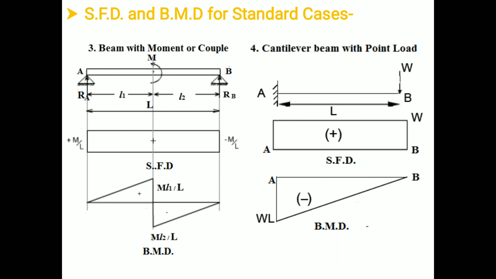Now we will discuss the shear force diagram and bending moment diagram for the next type of case. And we have a beam with moment or couple at its center. So this is a simply supported beam at both ends, and it is subjected to a moment or couple at its center. As this moment is acting in anti-clockwise direction, the reactions at A and B will be in clockwise direction.